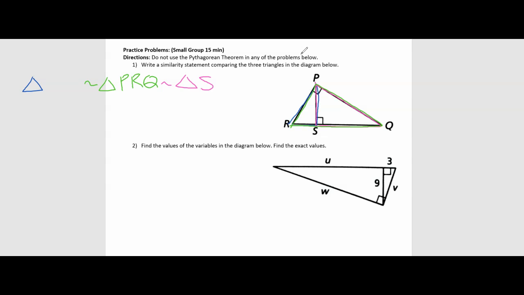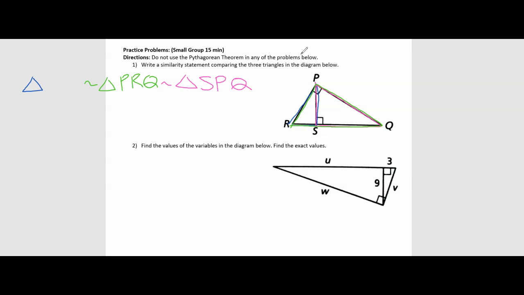Now, green and pink both share angle Q, so the Q needs to go in the same spot, which is third. And then it's very easy to see that P has to come second. So PRQ is similar to SPQ.